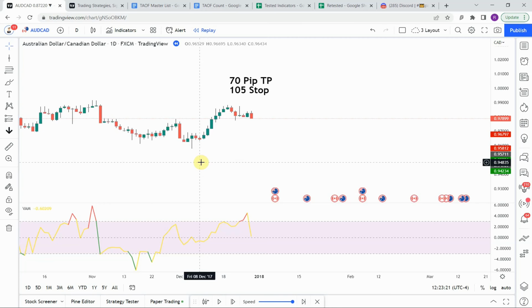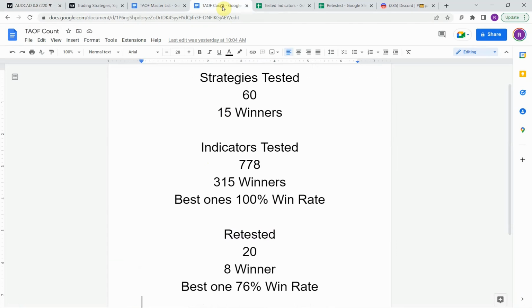Alright, as I said, today we will be testing the volatility adjusted momentum indicator. Before we do though, I wanted to put the testing scoreboard up for everyone to see. So to date, we have tested a total of 60 different strategies, with 15 of them being profitable. We've also tested a total of 778 indicators, with 315 of them being winners. The best ones so far were able to achieve a 100% win rate. Now you need to go back and watch those videos to understand the context of how they were able to achieve that. So go back and watch those videos and see what you can get out of those winning indicators.